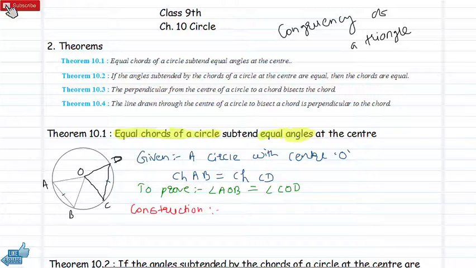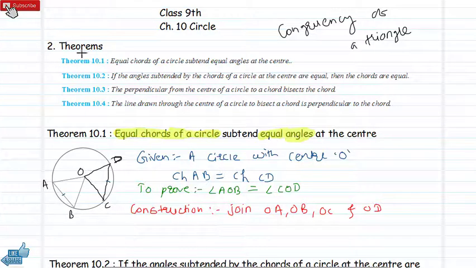Remember that these sides are not joined. Now we are going to join the sides. Join OA, OB, OC and OD. Now we just join OA, OB, OC and OD.